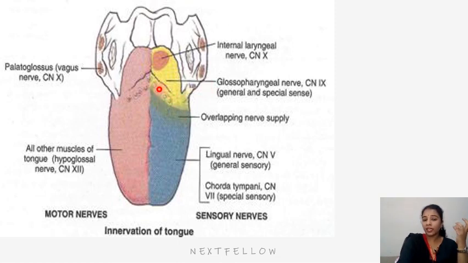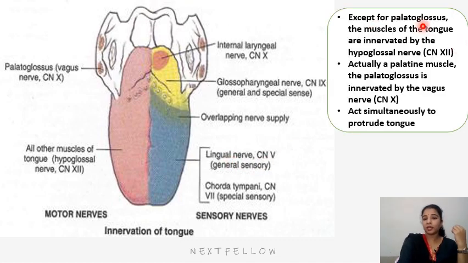So there is a certain area which is overlapped between the anterior 2/3 and posterior 1/3, which is an overlapping area, a mixed area. So remember, circumvallate papillae are supplied by glossopharyngeal. Remaining all papillae are supplied by chorda tympani. Taste sensation by chorda tympani and general by lingual nerve.